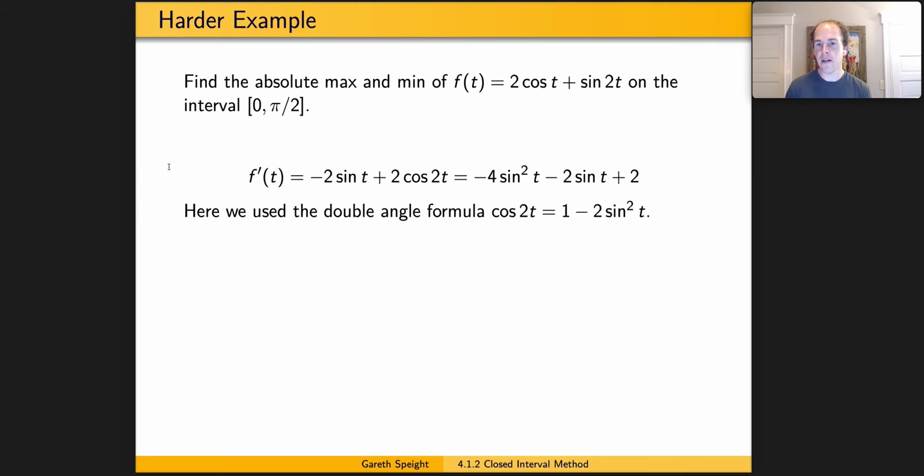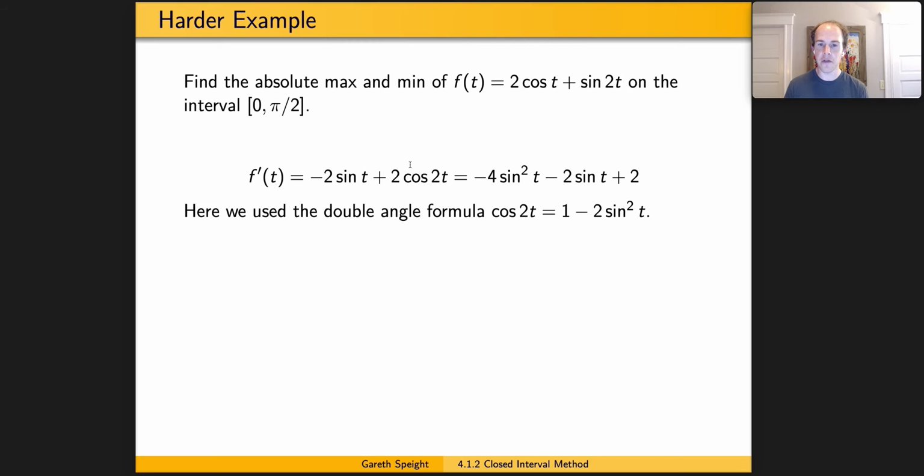So clearly it's differentiable everywhere. It's a trig function. So we have to differentiate and solve when the derivative is 0. So if we differentiate, derivative of cosine is minus sine, so we get minus 2 sine t. Derivative of sine 2t is 2 cosine 2t, so we get 2 cosine 2t. And then we have to solve minus 2 sine t plus 2 cosine 2t equals 0.